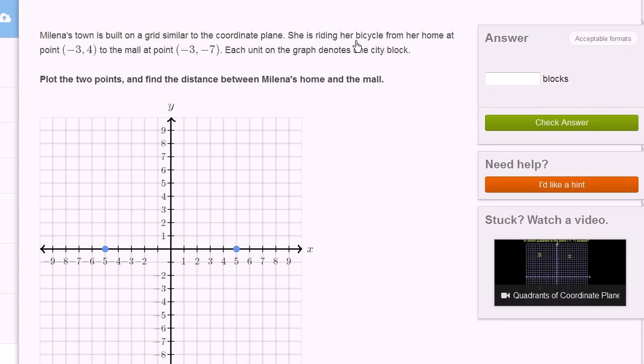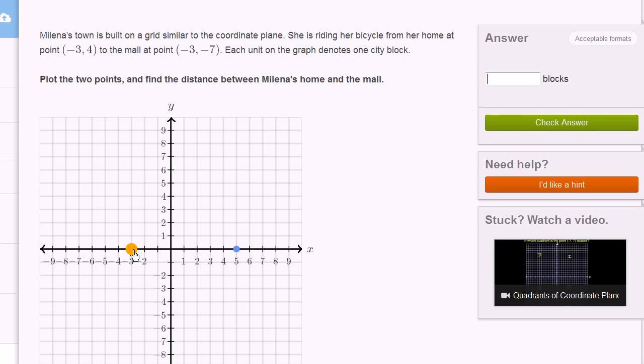So let's see, they tell her she's riding her bicycle from her home at the point -3, 4. So let's plot -3, 4. Now I'll use this point right over here. -3 is our x-coordinate, so we're going to go 3 to the left of the origin. 1, 2, 3. That gets us to -3. And +4 is our y-coordinate.